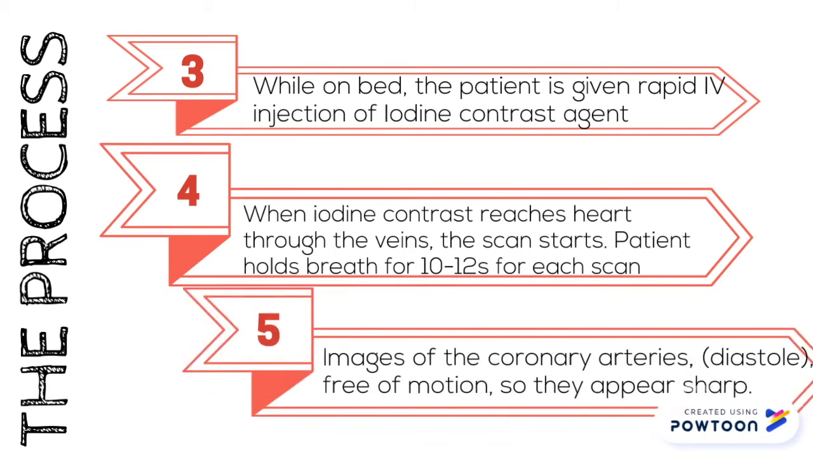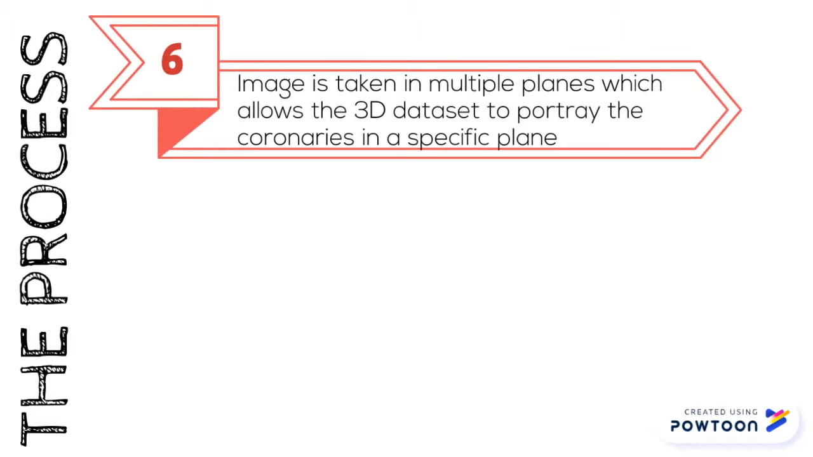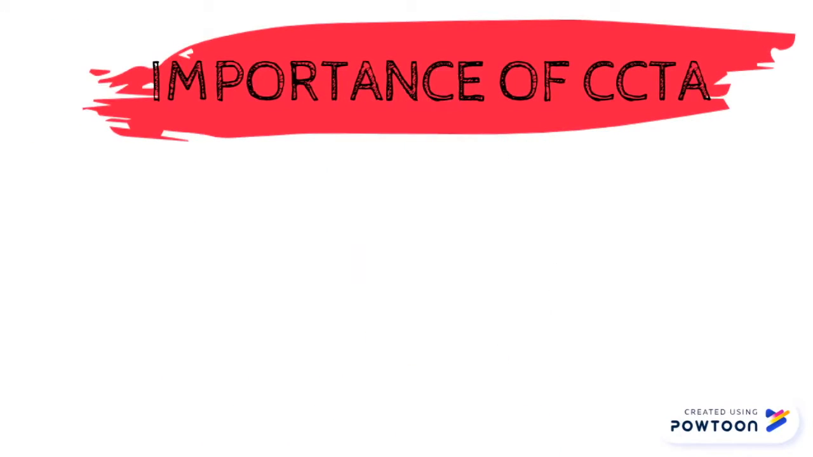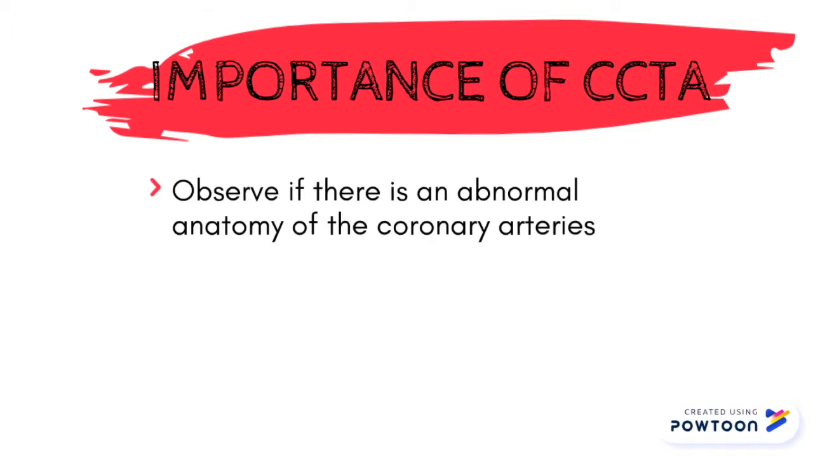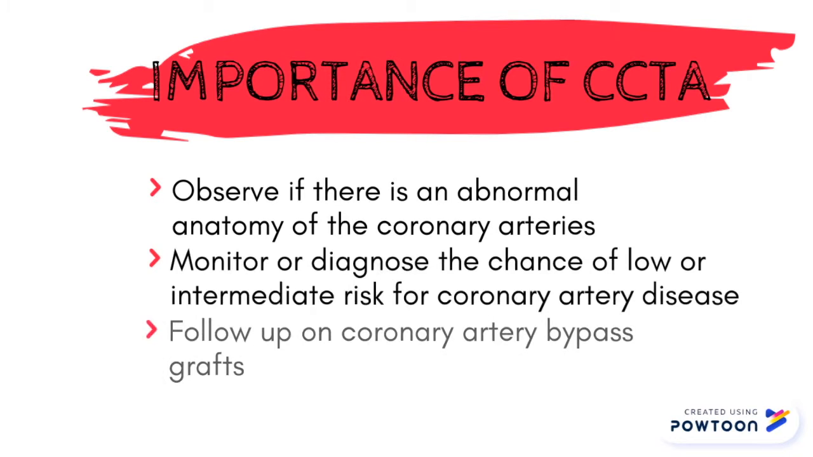When the heart moves the least, the CT scanner takes a series of images of the coronary arteries, in diastole, free of motion, so they appear sharp. An image is taken in multiple planes, which allows the 3D dataset to portray the coronaries in a specific plane. Conducting a CCTA is incredibly important because it helps observe if there is an abnormal anatomy of the coronary arteries, monitor or diagnose the chance of low or intermediate risk for coronary artery disease, and follow up on coronary artery bypass grafts to ensure post-surgery is successful.